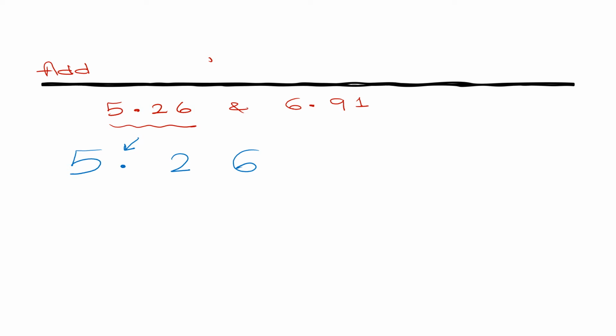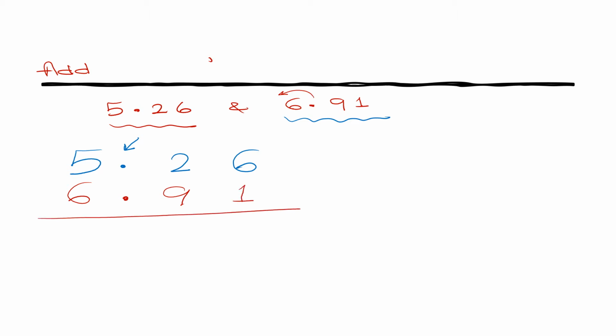Now we have to write the second term, 6.91. In addition and subtraction, remember, before you write anything, you have to put the decimal under the decimal. So these decimals should be in one line. Before the decimal, what is written? 6, so I write here 6. After the decimal, what is written? 9 and 1. So under the 2, I write the 9, and under the 6, I write the 1.